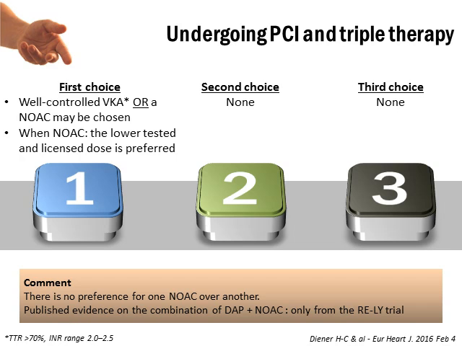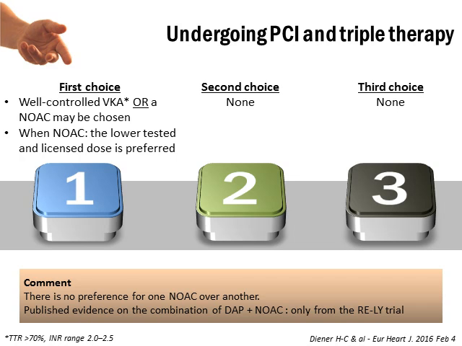So as a conclusion, for the patient undergoing PCI and triple therapy, the choice could be warfarin or NOAC. Warfarin, if the patient is well controlled, this means a time in therapeutic range above 70% with INR in the range of 2.5.